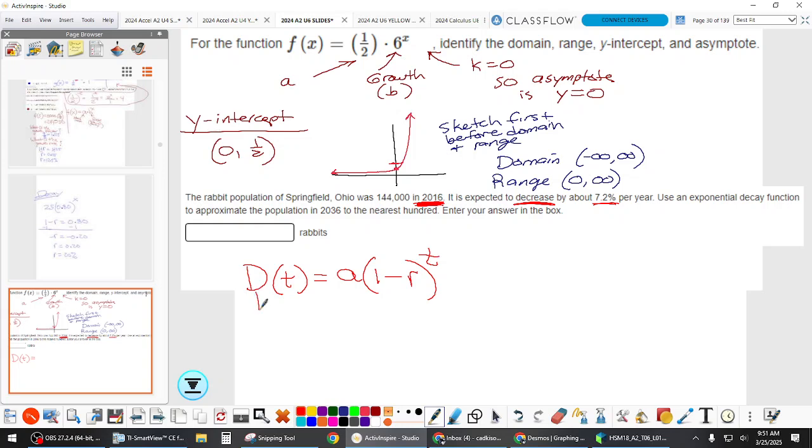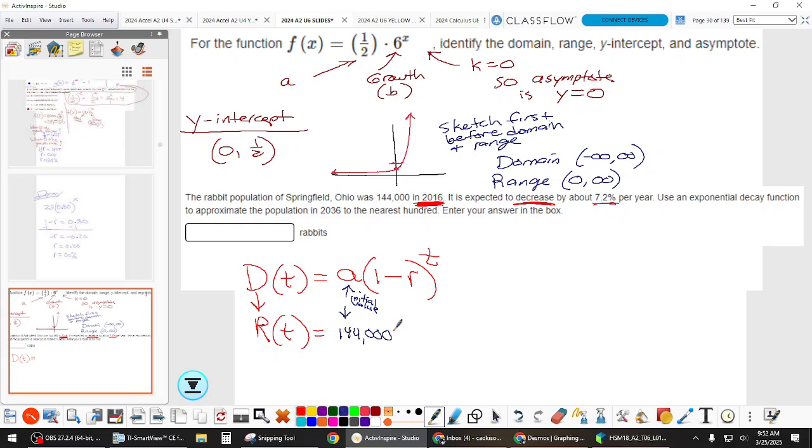I would change this to a P, because we're talking about population. But you could also maybe do R if you'd rather. In fact, maybe for people who aren't here, we'll change that to an R. So rabbit population is a function of time. In this equation, what is A? Yes, it's the initial value, right? So it is 144,000 in this problem.